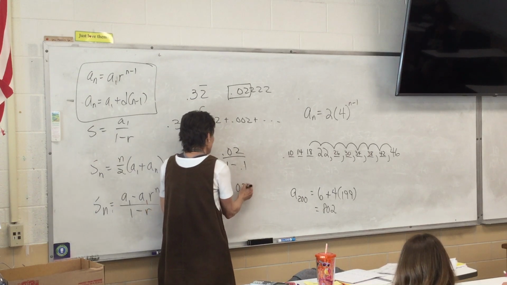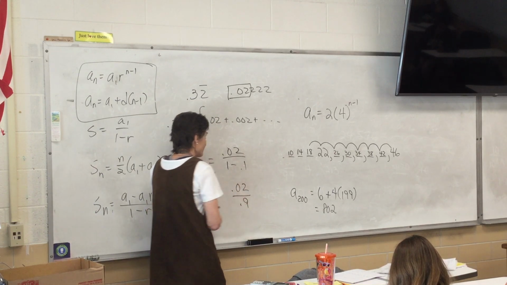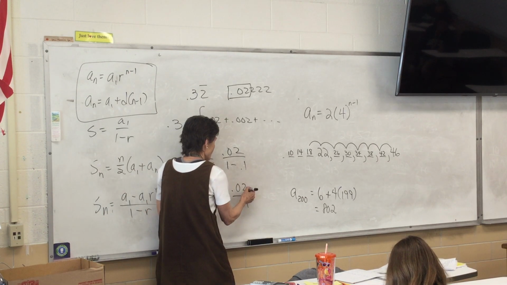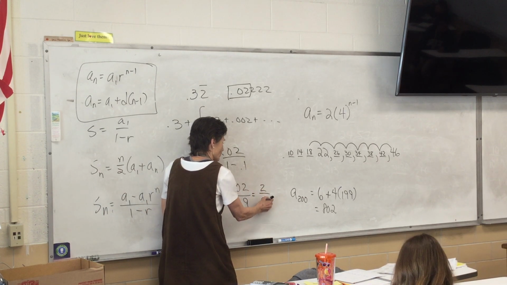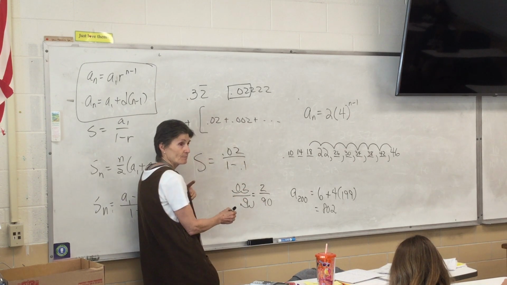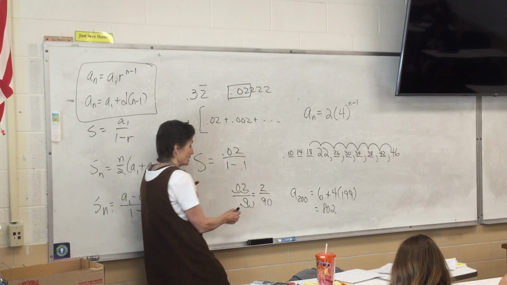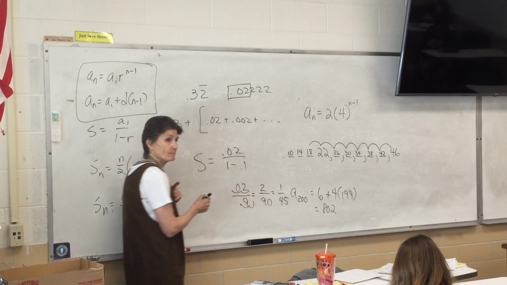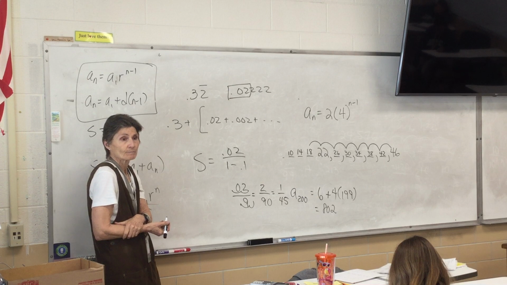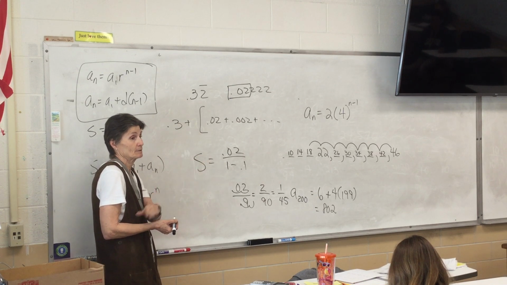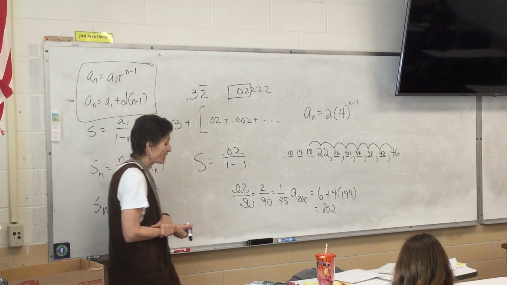So 0.02 over 0.9. Move the decimal, so it would be 2 over 90. Remember, I've got to move it 2 places, right? And 2 over 90 is 1 over 45. Remember, you're coming up with a fraction, guys. Your answer is a fraction. All right, 1 divided by 45.